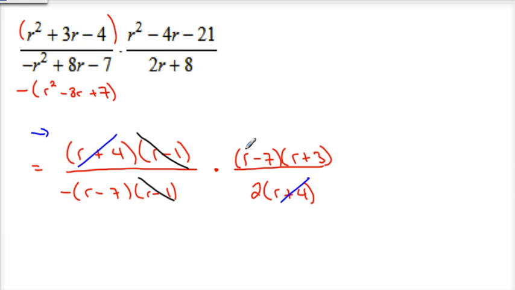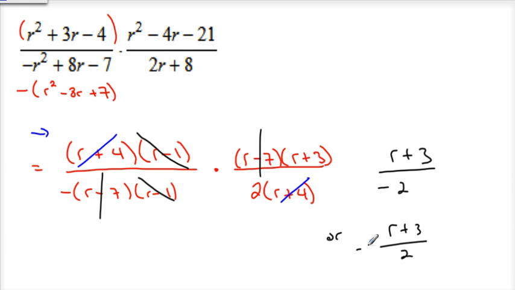So then here, I'm going to keep going. I have an r minus 7. Do I have another r minus 7? Yeah. So there's my r minus 7. See you later. I have an r plus 3. Do I have any more? No. So this is really r plus 3 over negative 2, or r plus 3 over 2 with the negative sign here in the front.